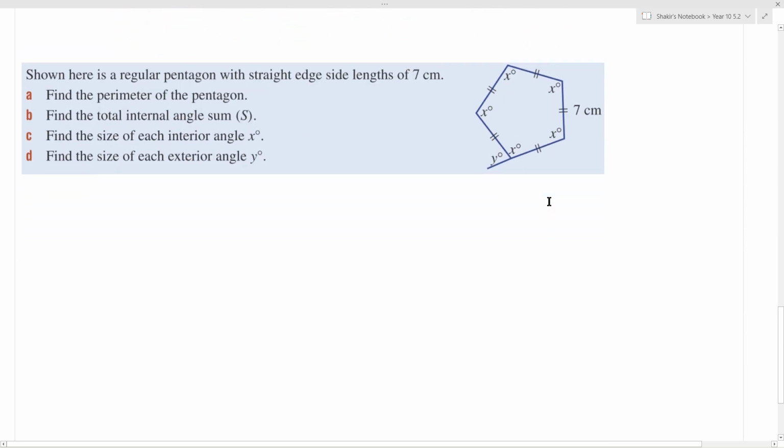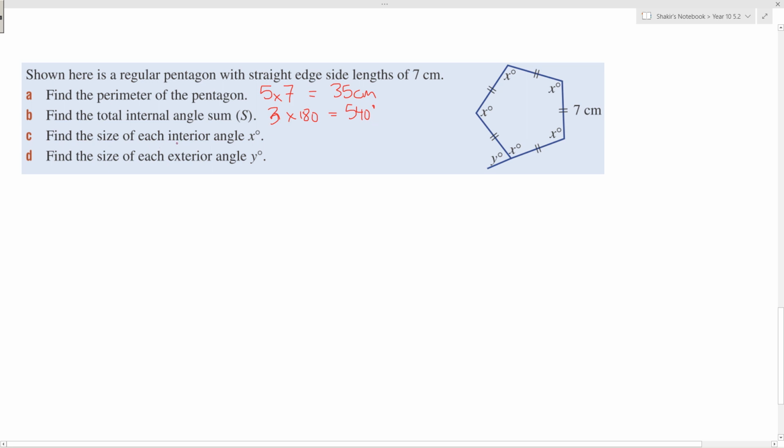Moving on. Shown here is a regular pentagon with straight side lengths of 7 centimeters. So it's a regular pentagon, all of the sides are 7 centimeters. The perimeter of the pentagon: there are 5 sides, each 7, so 5 times 7 is 35 centimeters. Find the total internal angle sum. It's number of sides minus 2. The number of sides is 5, 5 minus 2 is 3, 3 times 180 gives 540 degrees.